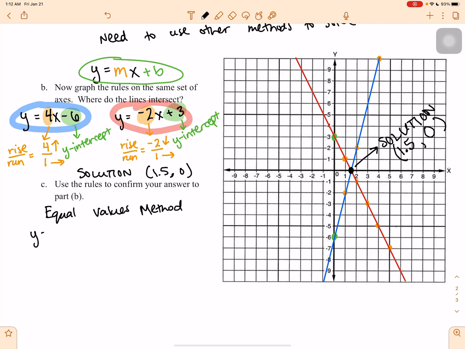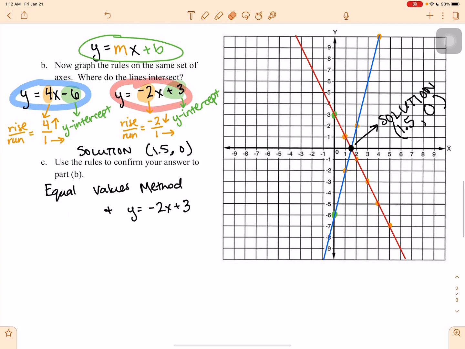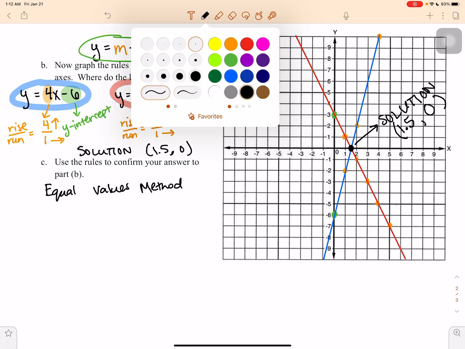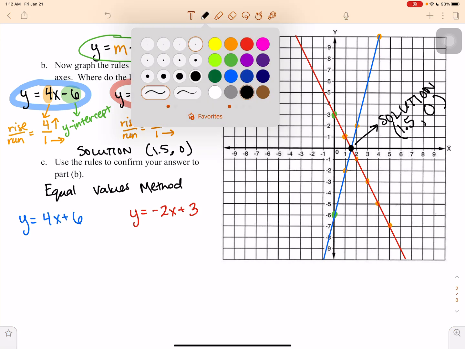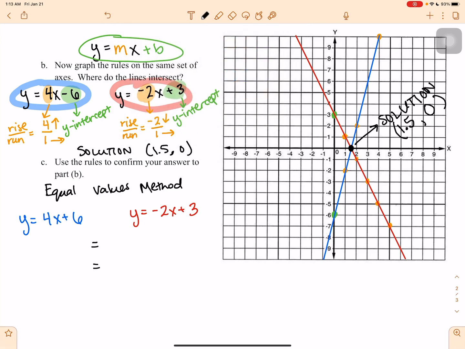Okay, so if we know y equals 4x minus 6 and y equals negative 2x plus 3. Okay, actually, sorry. I'm going to rewrite them in the colors that I had. It kind of helps a little bit. So the whole goal of solving a system is to find out where do they have the exact same point? Where do they share a point at? So it's where do they have equal y's and equal x's. So my goal here is to find where my y in one equation equals the y in the other equation.